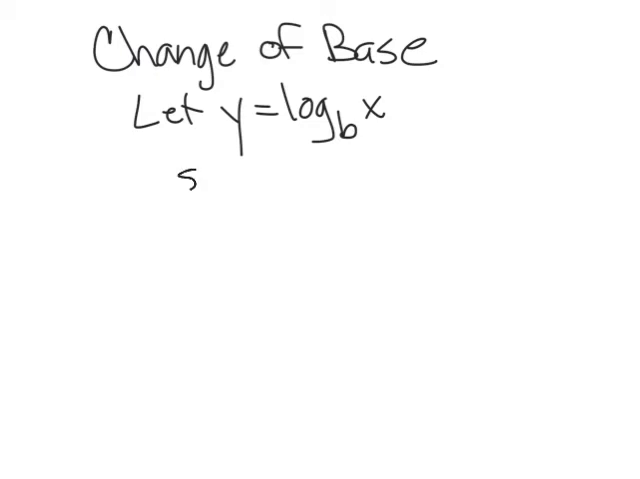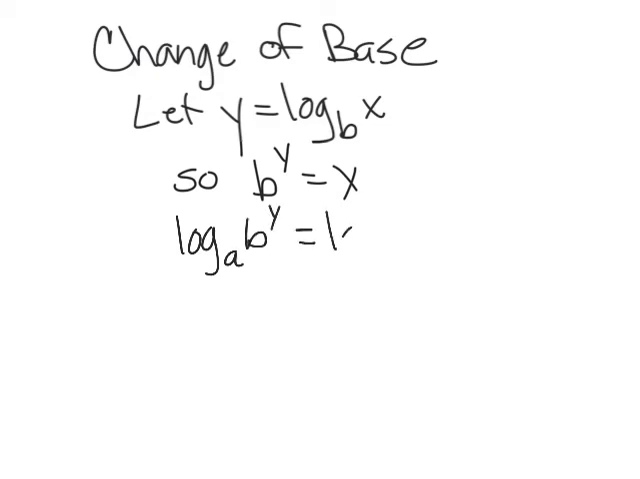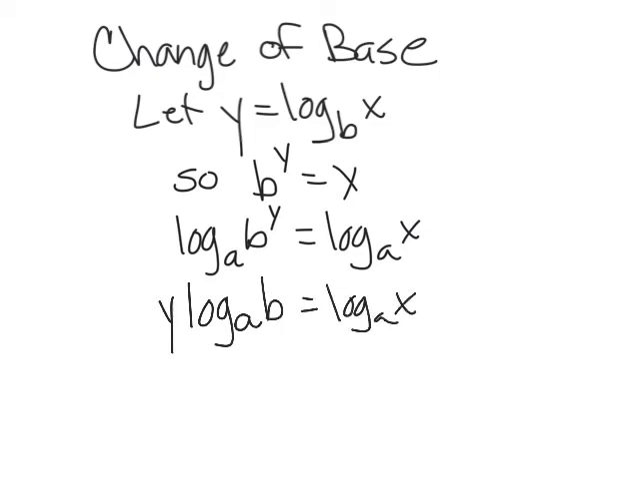Rewriting this as an exponent, we have b raised to an exponent of y is equal to x. I'm going to use that, and I'm going to take, let's say, the log of something else of both sides. Usually that would be the common log or the natural log, but it can be anything. Log to the base a of b to the y is equal to log to the base a of x. Then I'm going to use my third law, and I'm going to bring this y down in front. So I have y times log to the base a of b is equal to log to the base a of x.